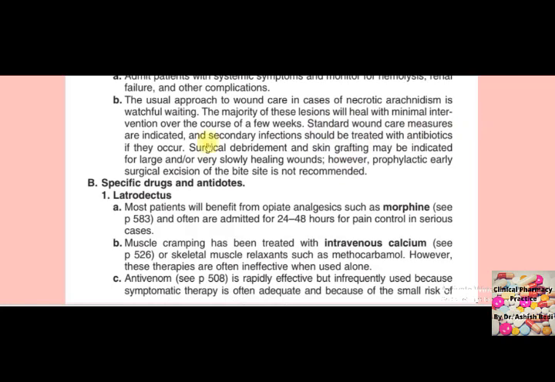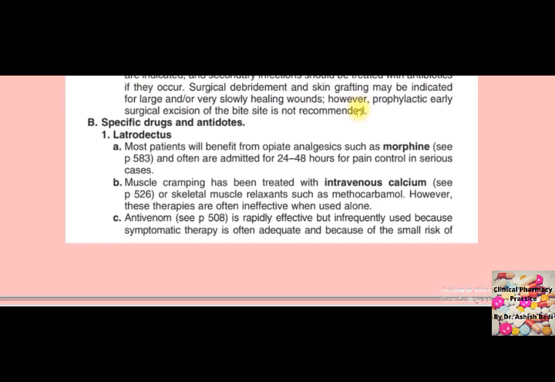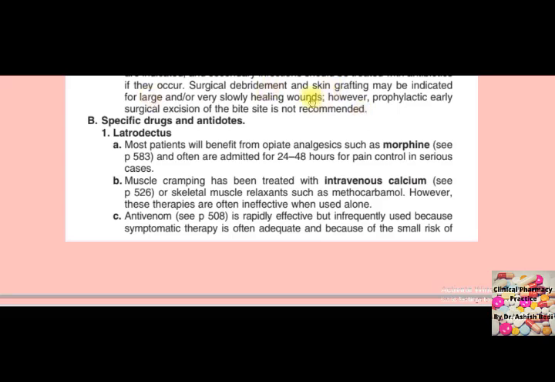The standard wound care measures are indicated. It's very important: secondary infection should be treated. Antibiotics should be given. In the case of any bite, antibiotics should be given, as well as tetanus immunization. Surgical debridement and skin grafting may be indicated, maybe for large or very slowly healing wounds.